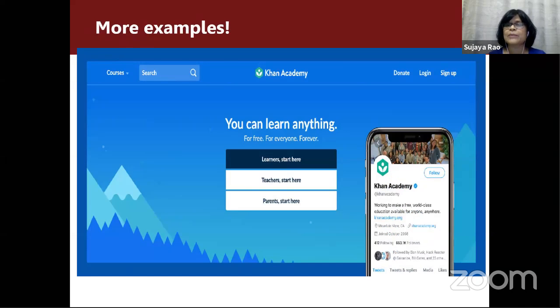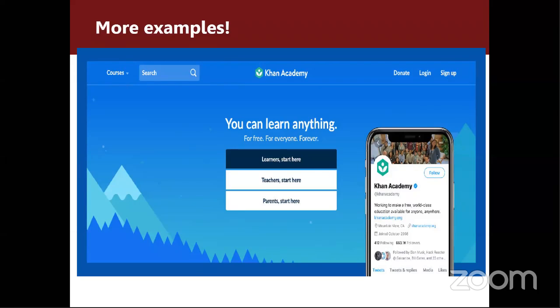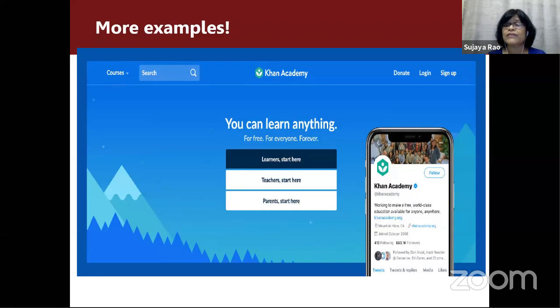Let's look at another example of Khan Academy. What do you see on this? For free for everyone. For free for everyone forever. And you see the different segments here. Learners start here, teachers start here, parents start here. Screaming out on the screen. The value proposition is screaming. I'm catering to all these different segments here. So how are you constantly thinking about reaching out to the market that you want to cater to? And how big is your market?